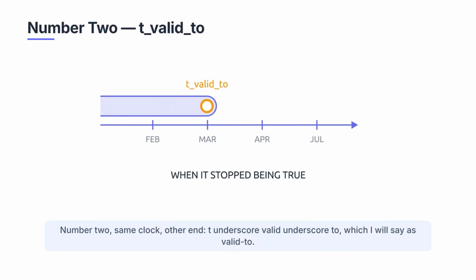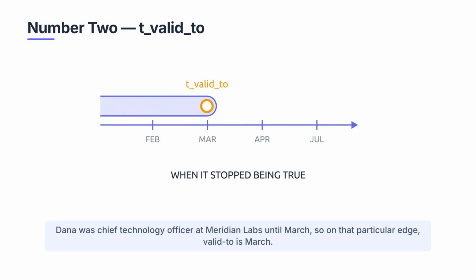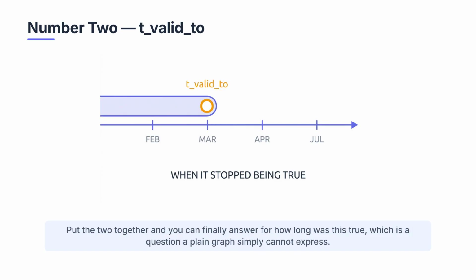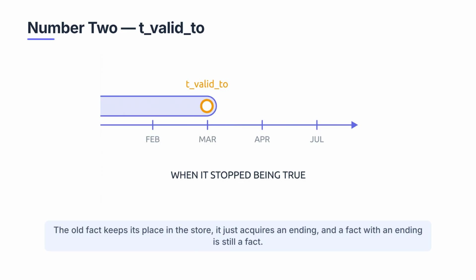Number 2, same clock, other end, T_valid_2, which I will say as valid 2. It is when the fact stopped being true in the world. Dana was Chief Technology Officer at Meridian Labs until March, so on that particular edge, valid 2 is March. Put the 2 together, and you can finally answer for how long was this true, which is a question a plain graph simply cannot express. And notice something quietly important. Setting this field deletes nothing. The old fact keeps its place in the store, it just acquires an ending. And a fact with an ending is still a fact.